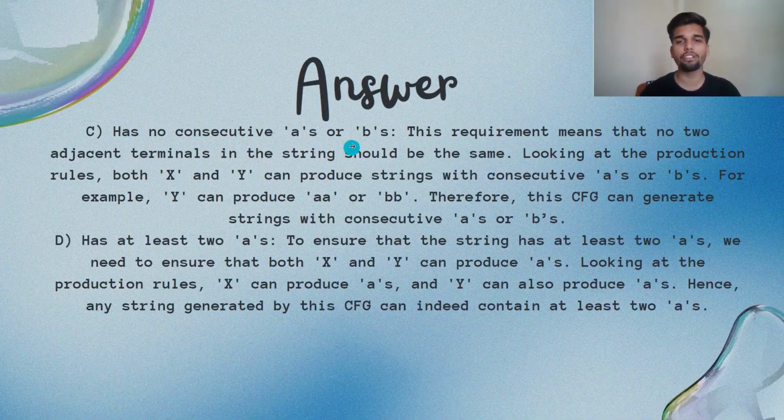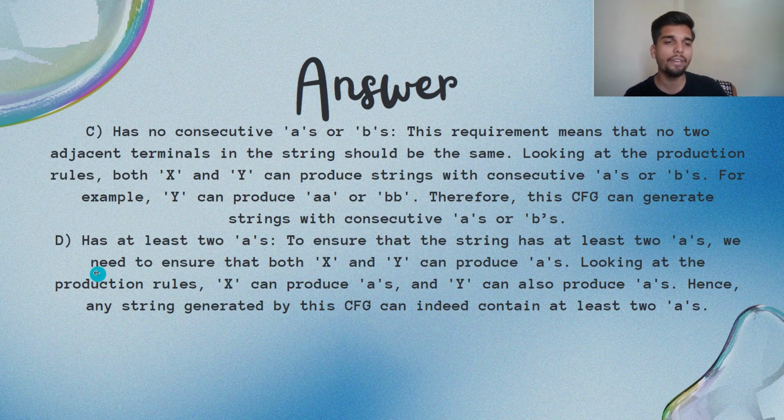Has no consecutive A's or B's. This requirement means that no two adjacent terminals in the string should be the same. Looking at the production rules, both X and Y can produce strings with consecutive A's or B's. For example, Y can produce AA or BB. Therefore, this context-free grammar can generate strings with consecutive A's or B's.